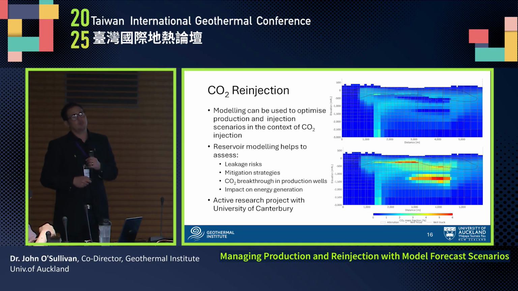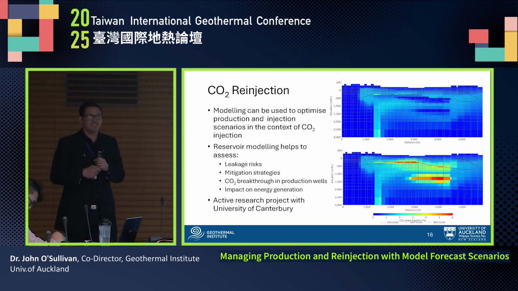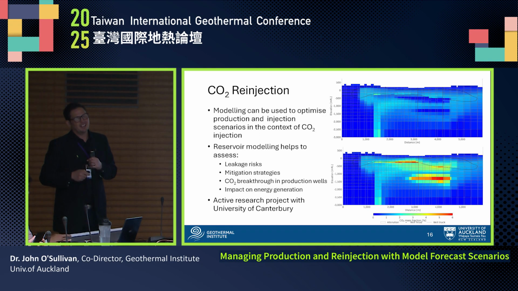But we do have a project looking at net negative, so carbon sequestration in active geothermal systems. And what we've seen already is there can be an artificial lift benefit to it. But you need to manage that, right? So you need a good model that's going to do a good estimate of the flow paths.